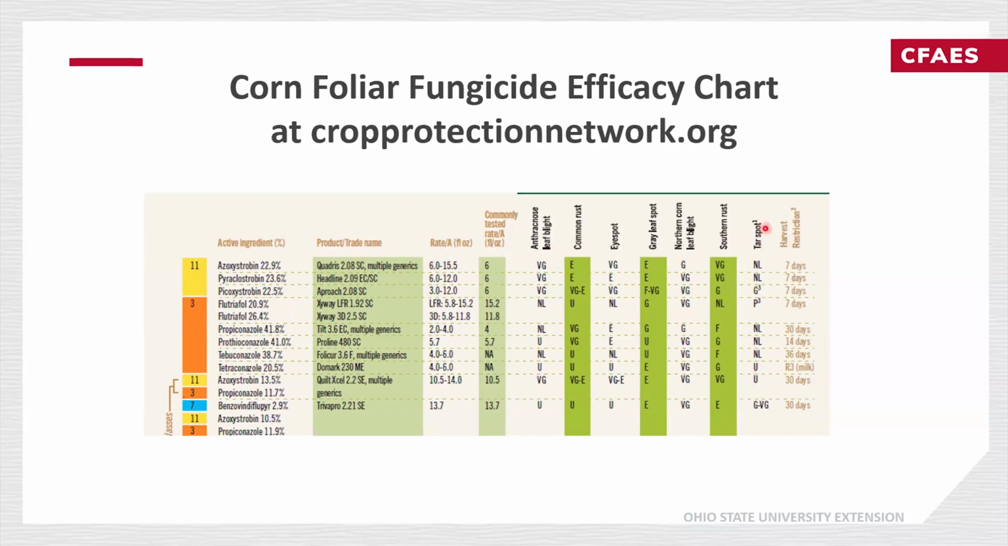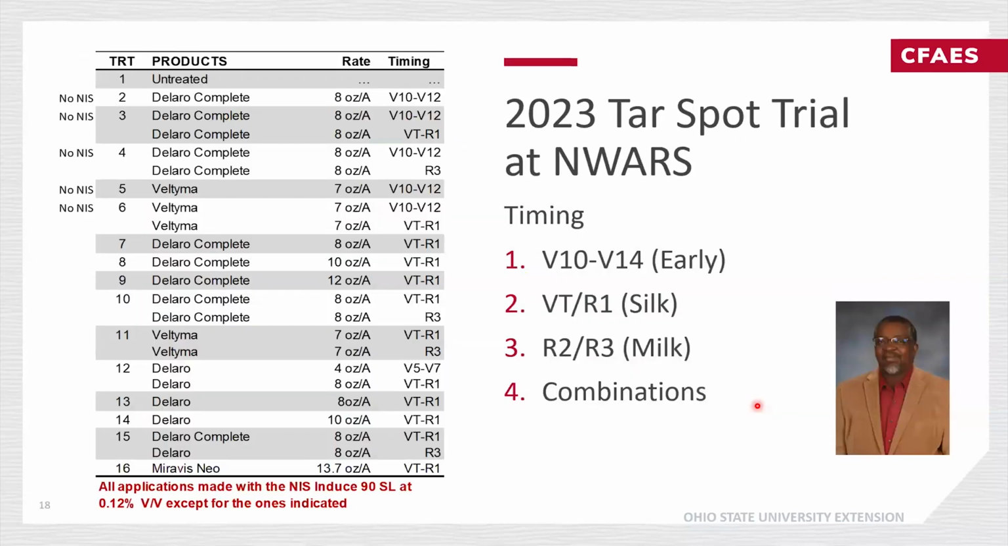So here we can see tar spot, and many of these are either good, or they might not be labeled, NL. And as we go down that chart, we can look at what products are going to give us the best likely control against tar spot. So we select the product that's going to give us the best control, but timing, especially for tar spot, is really important.